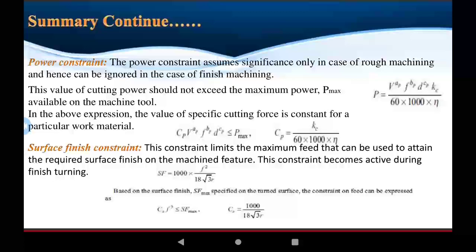V^a f^b d^c times Kc upon 6 into 1000 into eta, where eta is the efficiency of the machine. In the above expression, the value of specific cutting force is constant for the particular workpiece material. The term V^a f^b d^c with CP should be less than the maximum power. Okay, all the values should be less than the maximum power, and find out the value of CP, Kc upon 6 into 1000, and the efficiency of the machine.